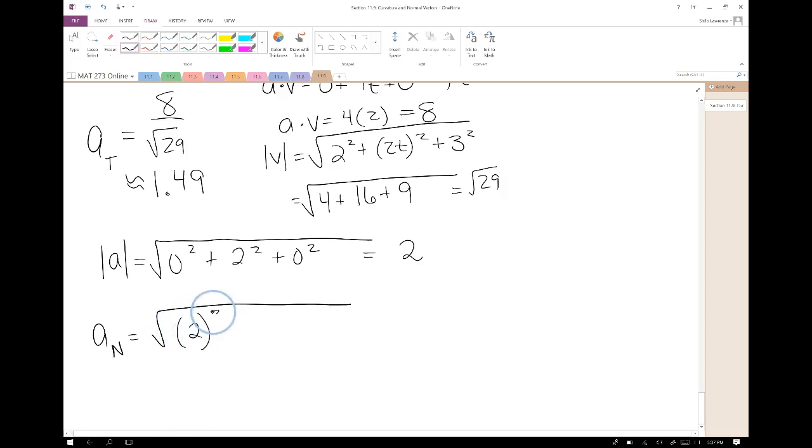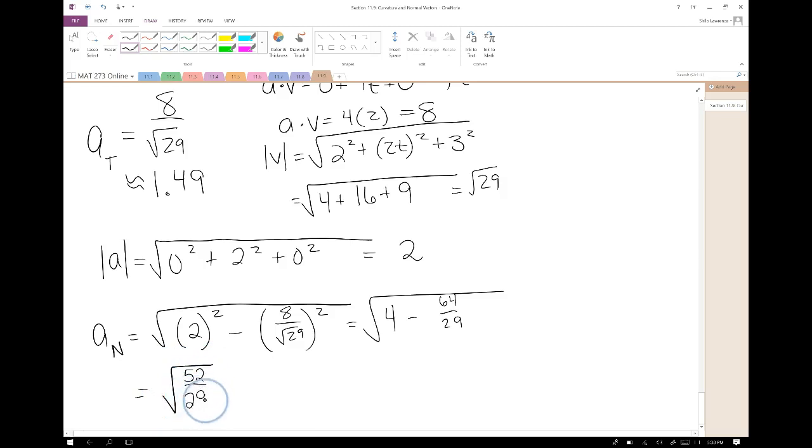We've got to start with our hypotenuse squared, which is acceleration, and subtract a sub t squared. And I'm going to use the exact value, so I can get an exact value for a sub n. This is 4 minus 64 over 29. If we get common denominators and combine, we get the square root of 52 over 29. That would be our exact value for a sub n. Or we could also change it to a decimal. It's about 1.33, or about 1.34.